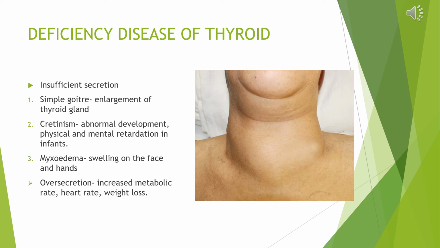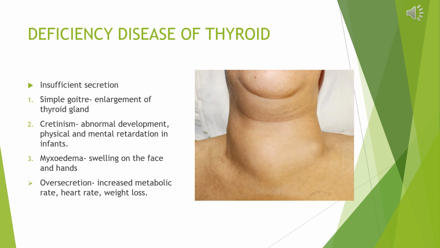Next is cretinism. Cretinism is present mainly in infants, and it is because of the insufficient secretion, or hyposecretion, of the thyroid. Abnormal development, physical and mental retardation in infants, etc. can be seen. Another insufficient disorder caused by the insufficient secretion of thyroxine is called myxedema. It causes swelling on the face and the hand.